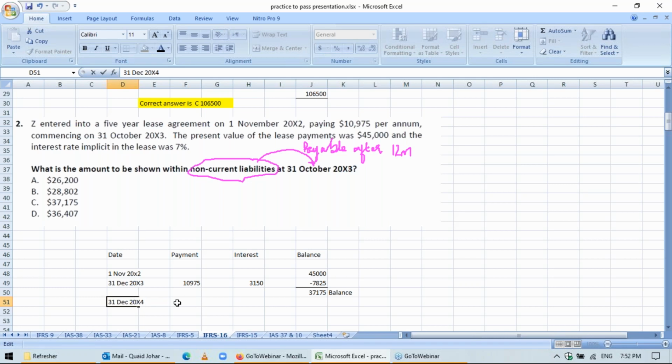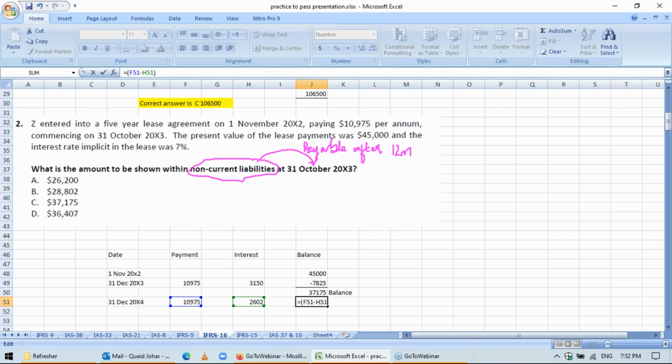So the principal out of that payment, the next payment which occurs in 12 months, is a current liability. So first remove that current liability. The 10975 includes interest as well, which will be taken on 37,175. 37,175 is the balance, multiplied by 7% makes 2602.25. Let's round it off, 2602. So the principal repayment is 10,975 minus the interest 2602. This gives you 8373.